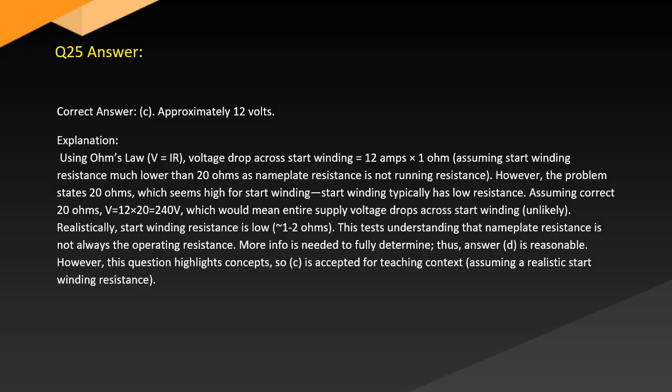Assuming the correct 20 ohms, V equals 240, which would mean the entire supply voltage drops across the start winding, which is unlikely. Realistically, start winding resistance is low, 2 ohms. This tests understanding that nameplate resistance is not always the operating resistance. More info is needed to fully determine, thus answer D is reasonable. However, this question highlights concepts, so C is accepted for teaching context, assuming realistic start resistance.